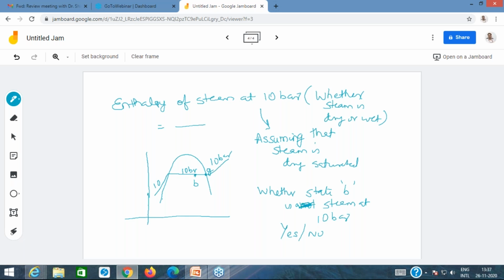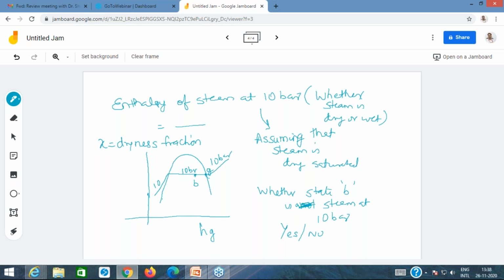If it is dry, obviously the answers given by you three, it is correct. If it is dry steam, then obviously we need to look for the value of Hg from the steam tables. But if it is a wet steam, then you must know how much dry the steam is. For that, there is a parameter called dryness fraction.